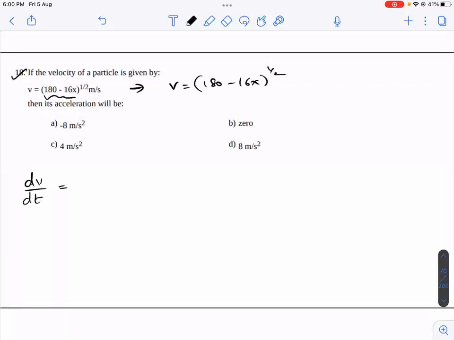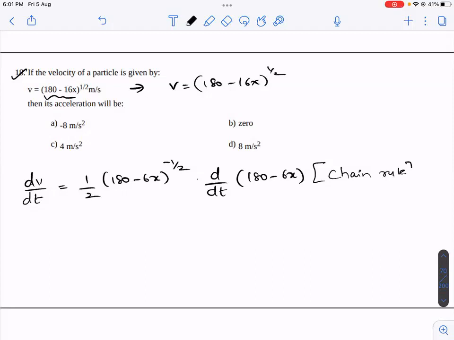So it is 180 minus 16x, the whole power half, right? Yes, sir. So what will be the value? The derivative of 180 minus 16x, the whole power half, is half into 180 minus 16x, the whole power minus half, into d by dt of 180 minus 16x. What did I do here? Can someone tell me? I differentiated using the chain rule, basically. Is that right?